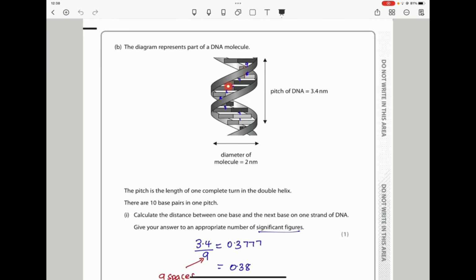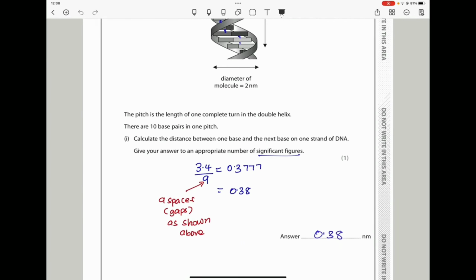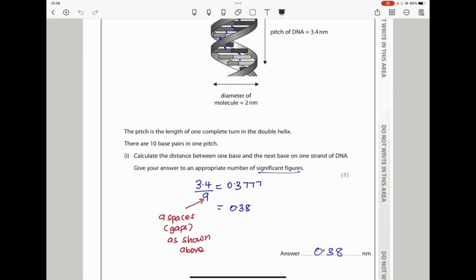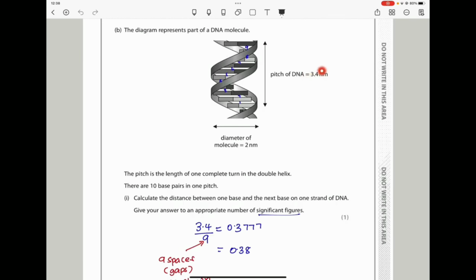When we look at this structure of DNA, there are 9 gaps. We have 1, 2, 3, 4, 5, 6, 7, 8, 9 in between the complementary base pairs that are aligned between the two strands. So 3.4 divided by 9, I got 0.3777. And to an appropriate number of significant figures, my answer is 0.38 nanometers. I used two significant figures because here I was given two significant figures as well.